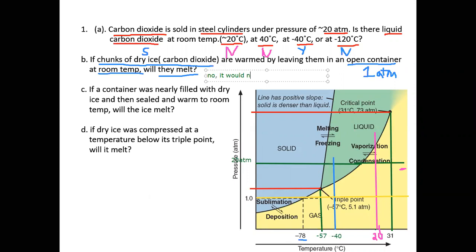So the answer to this is no, it would not melt. Because again, as you go along 1 atmosphere, when it crosses 20 degrees Celsius, it's going to be in a vapor, and the only phase boundary it crosses is solid to gas. So this dry ice would sublime.